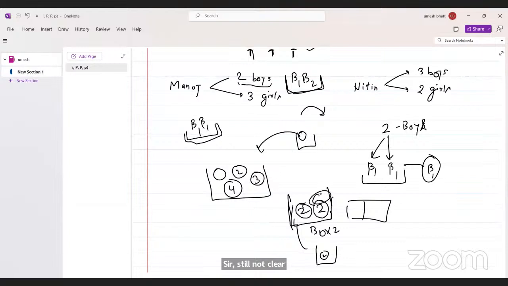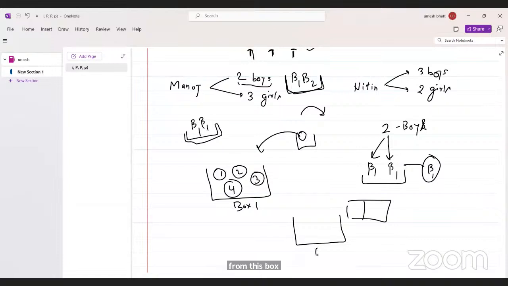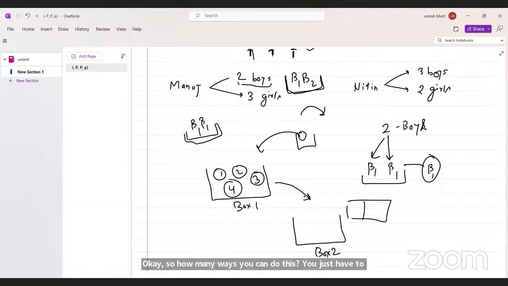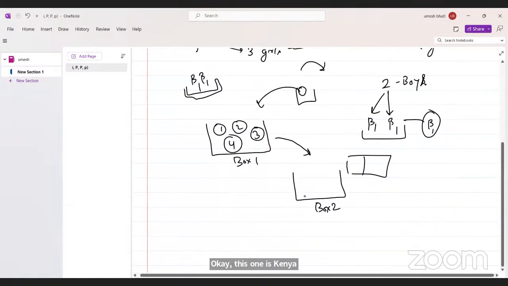So assume that you have 2 boxes, and in one box you have balls like 1, 2, 3, 4. Now you want to collect 2 balls from this box 1 to box 2. You just have to select 2 balls and put them into box 2. How many ways can I do this? 4C2. Yes.